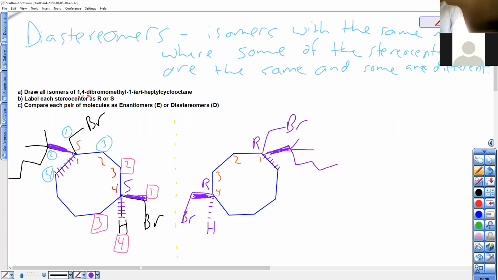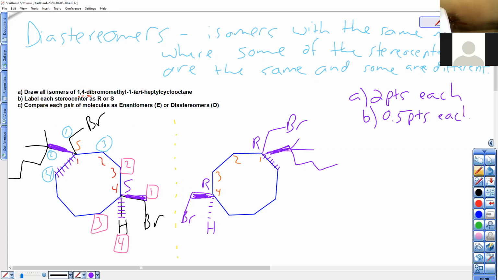R stereo center. So in A, you're getting 2 points each for the drawing. In B, 0.5 points each stereo center. My course policy is generally 3/4 of a point for each stereo center. So you're getting undervalued on your first stereocenters and overvalued for the easy ones. Notice I didn't do any work to get this R except see the mirror image. And C we'll do later, where we're supposed to compare, 1 point each comparison. 6 quick points.